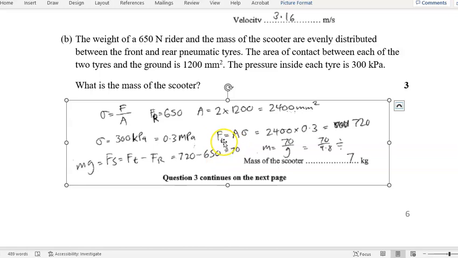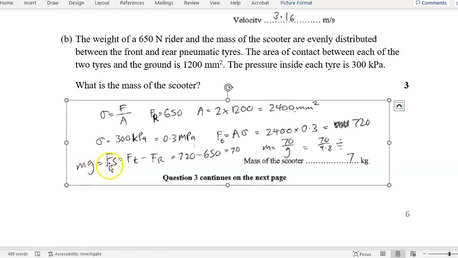So what I said is the total force equals area times stress, which equals 2400 times the 0.3, which is 720. Okay, so mg equals Fs. I'm trying to find the weight of the scooter. That's what I've said here. I'm trying to find the weight of the scooter.